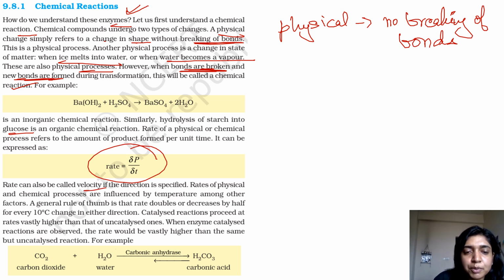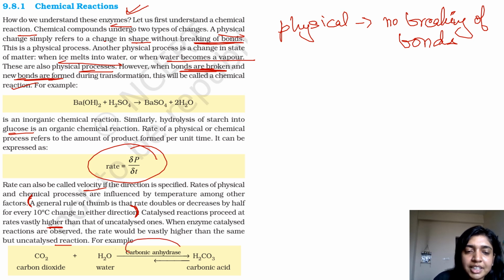Rates of physical and chemical processes are influenced by temperature. A general rule of thumb is that the rate doubles or decreases by half for every 10-degree change in either direction. A question has not come from this part, but just looking at it, I'm guessing that it may come. So that's why I marked it. Catalyzed reactions proceed at rates vastly higher than that of uncatalyzed ones. When enzyme-catalyzed reactions are observed, the rate is vastly higher than the same but uncatalyzed reaction.